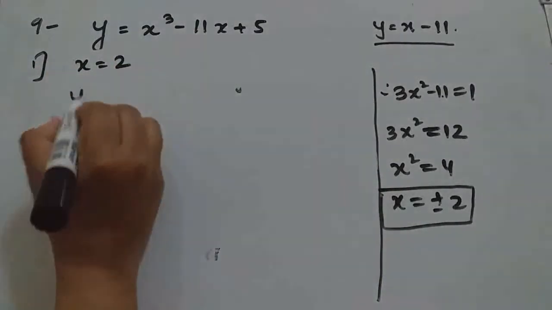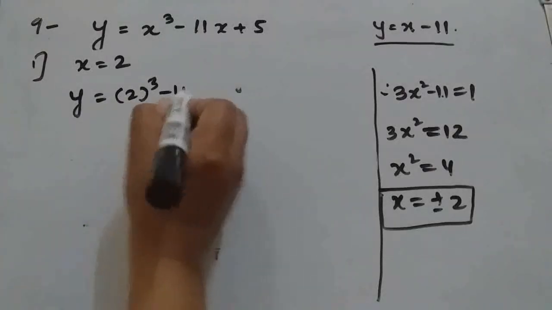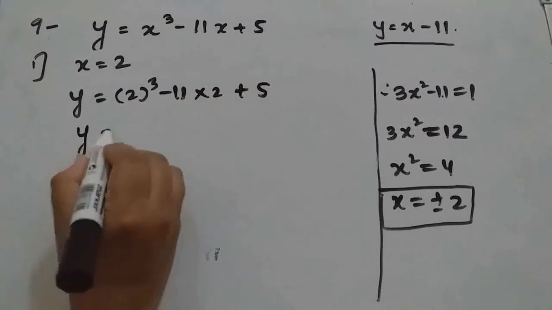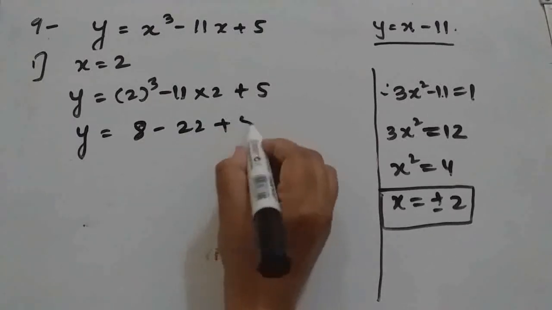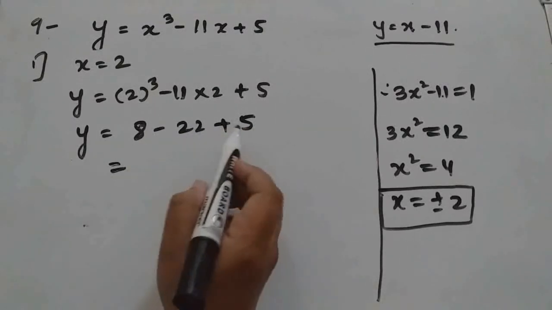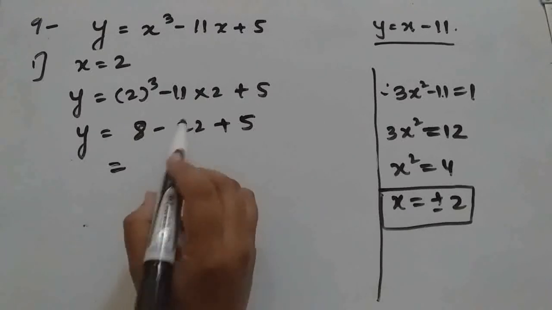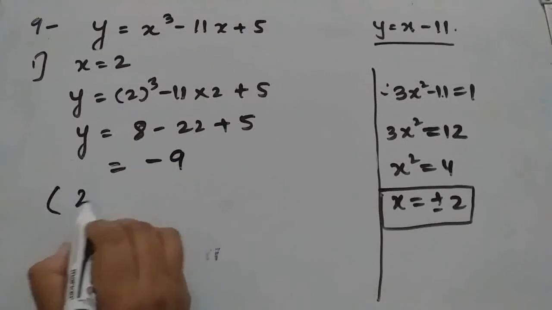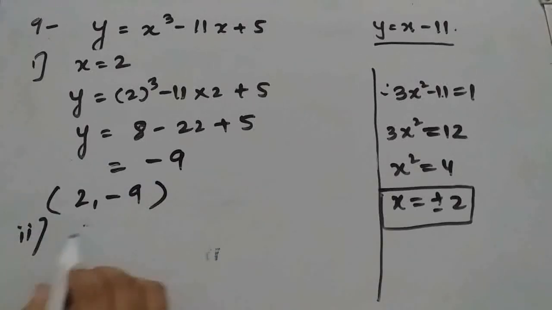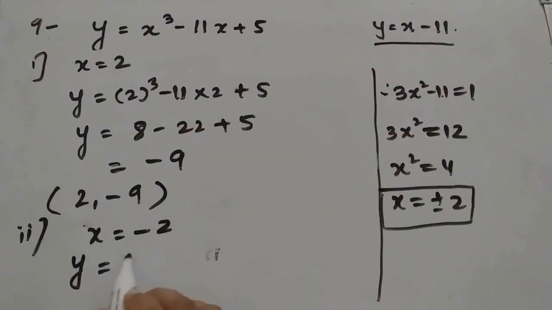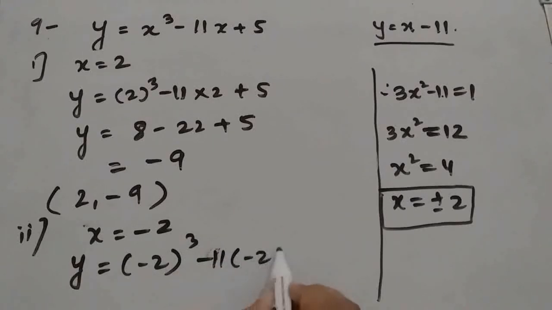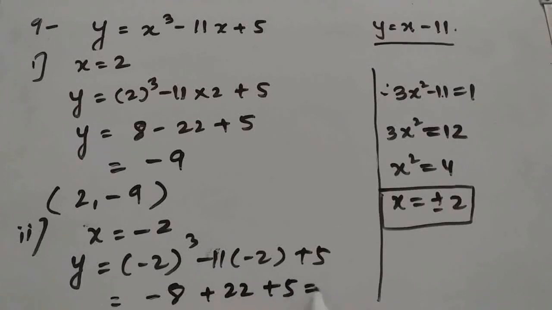x equal to 2, so y will be what? 2 cube minus 11 into 2 plus 5, 8 minus 22 plus 5. So 13 minus 22 we can write minus 9. So first point will be 2 comma minus 9. For the second point, x is minus 2. So minus 2 cube minus 11 into minus 2 plus 5. Minus 8 plus 22 plus 5, so 27 minus 8 means 19. So point will be minus 2 comma 19.